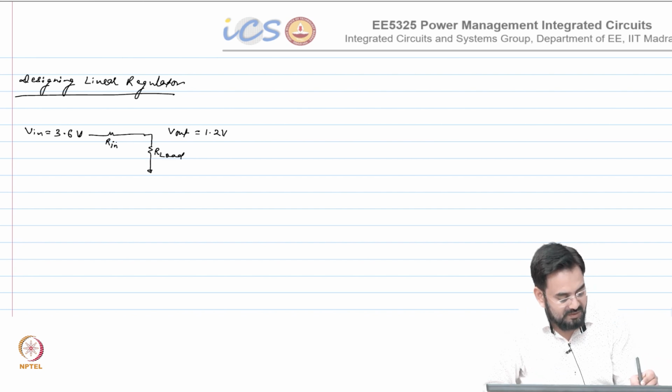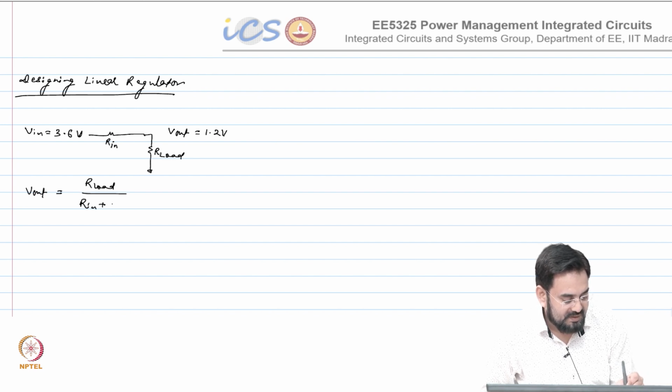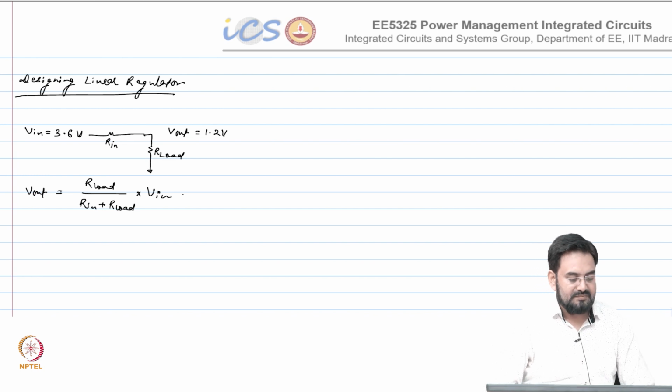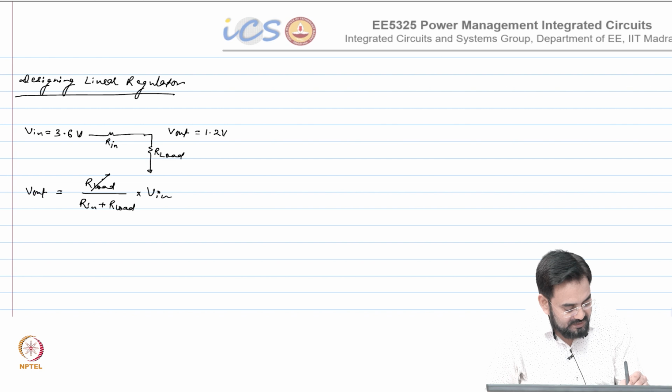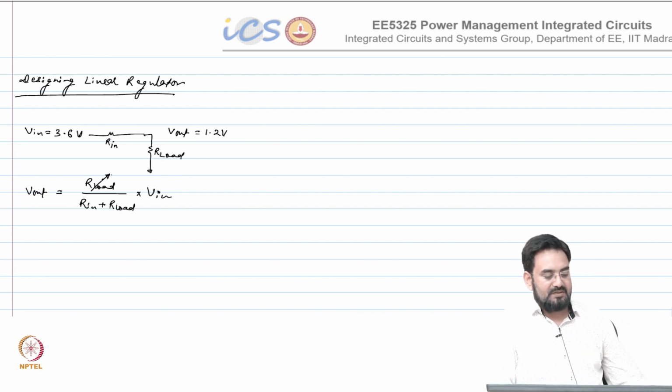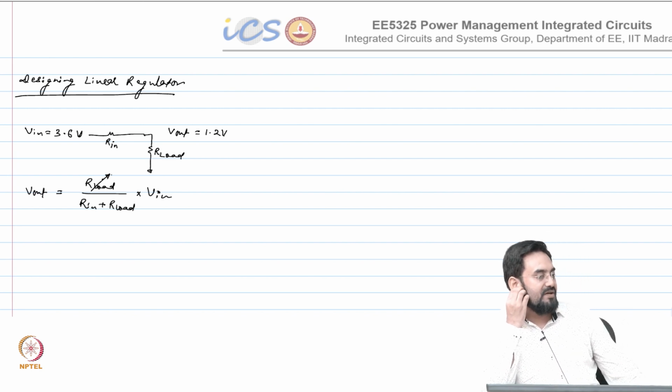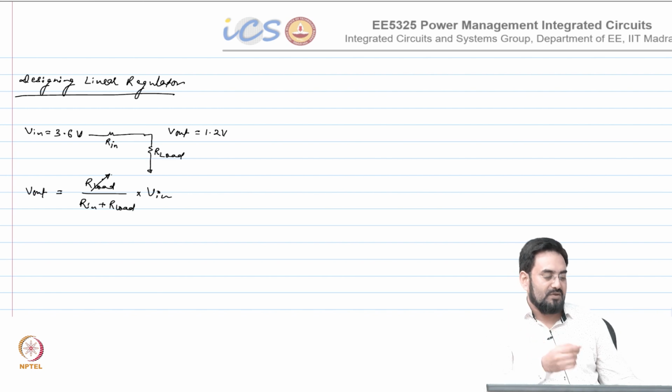Okay, so, what is your V out? R load over R in plus R load, multiplied by V in. So, if R load is changing, will V out remain constant? It won't remain constant.